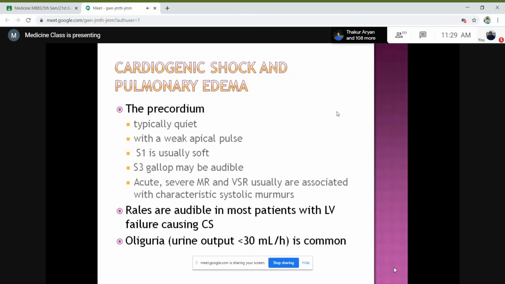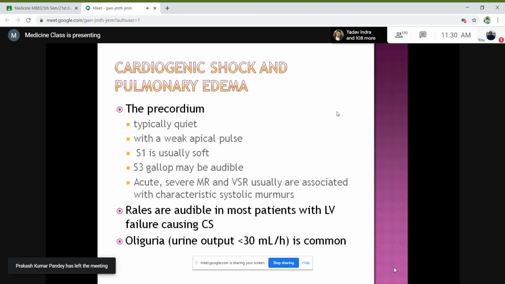When we do the precordial examination, the precordium may be quiet with a weak apical impulse. S1 may be very soft. There can be S3 gallop. Regarding this S3 gallop, we have already discussed yesterday. There may be evidence of severe mitral regurgitation, ventricular septal rupture. This is generally characterized by a pansystolic murmur.